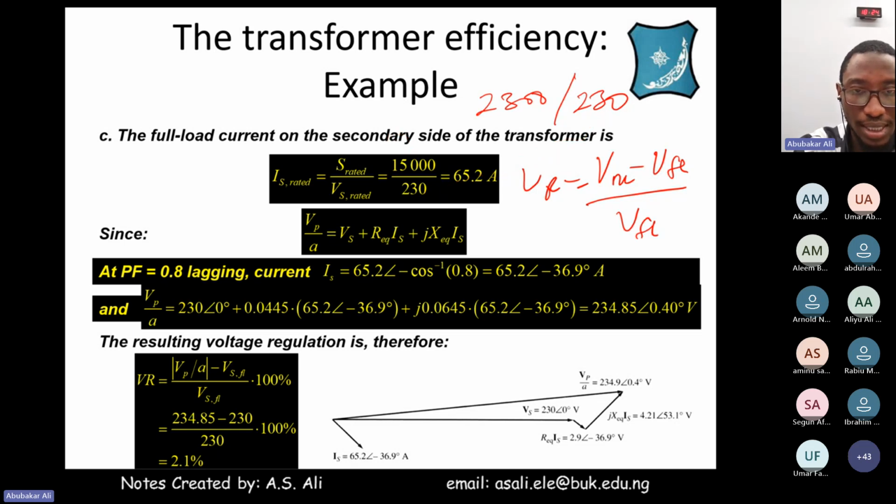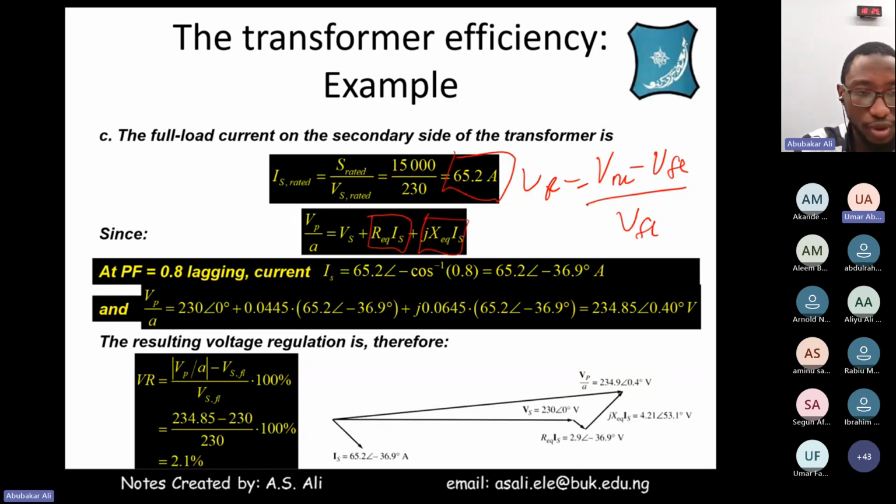So we know the current that is in the secondary, which is 65.2 amps. Now using Kirchhoff's law, we said that VP over A equals VS plus this part also. So you can put this into the equation and you will be able to find the IS, right?